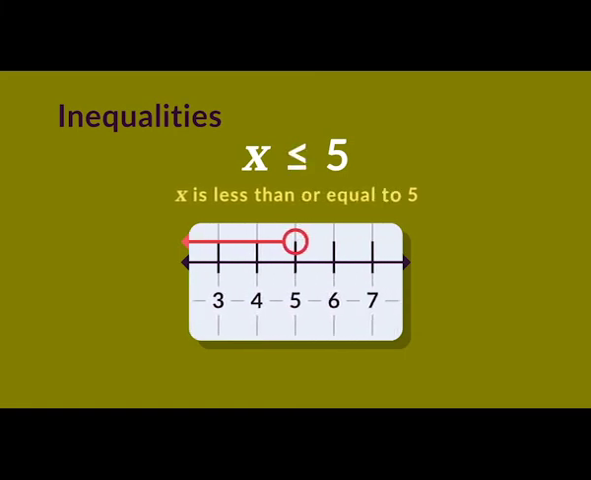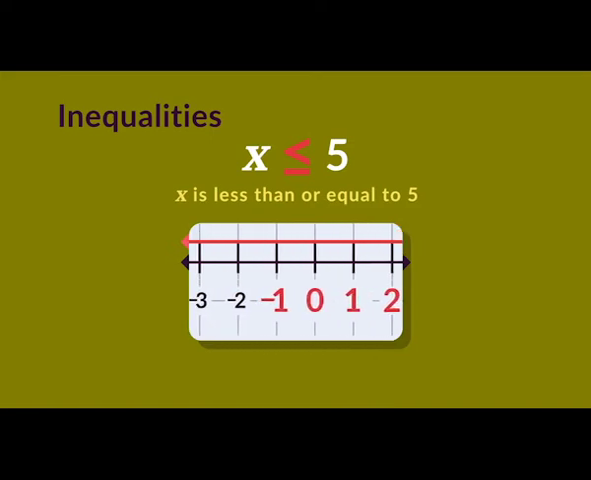x is less than or equal to 5. The filled dot indicates that 5 is included in the solution. Once again, the line with the arrowhead to the left of 5 indicates that the solution set includes all numbers smaller than 5, and this continues indefinitely.